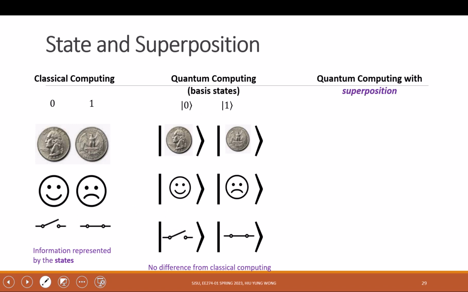But a quantum computer allows superposition. What does it mean? You can have a state that is a linear combination of two basis states. It's just like your 3D vector. Any vector is a linear combination of x, y, and z, right? For example, I can have a vector, let me call R.